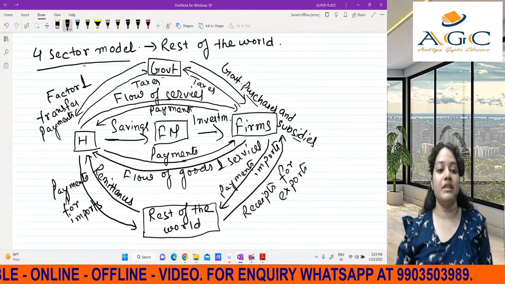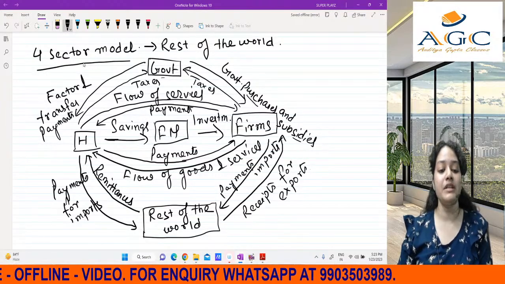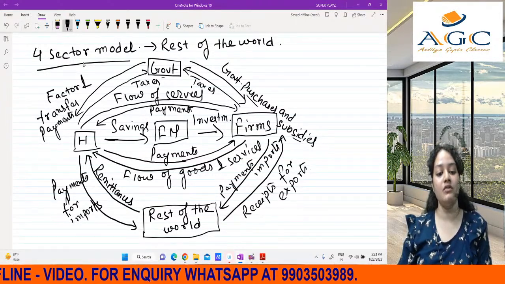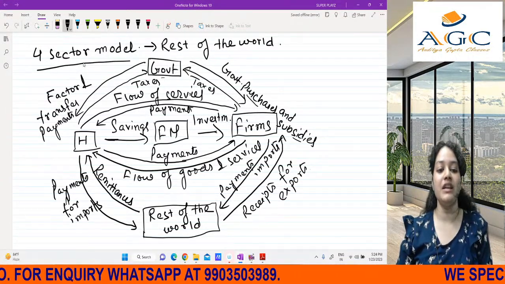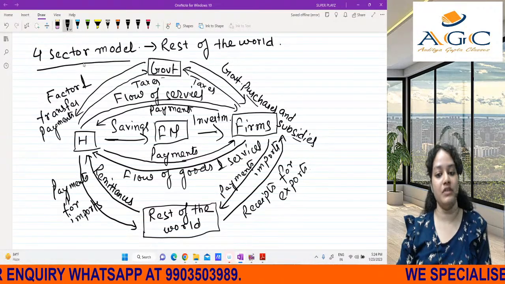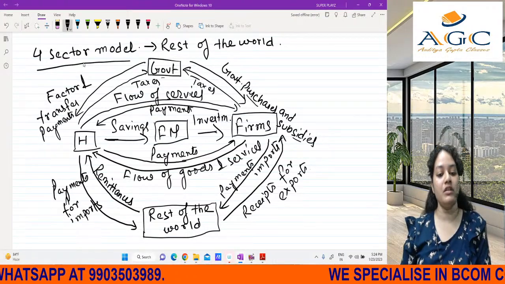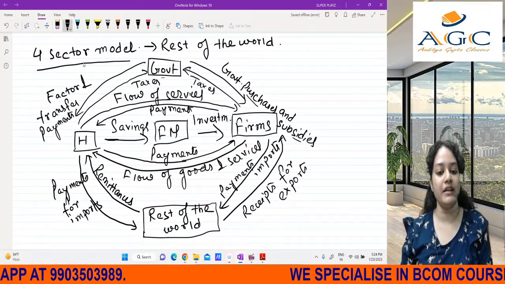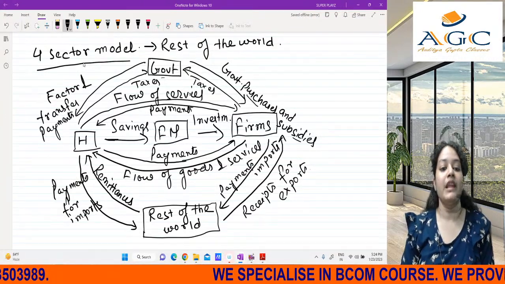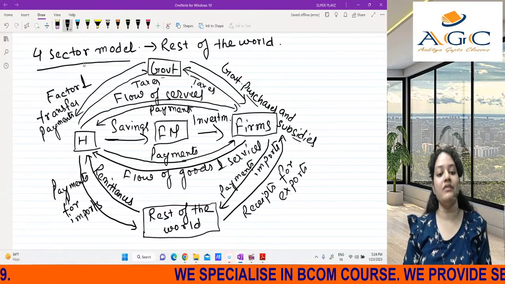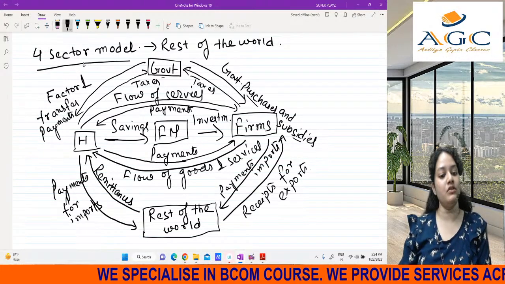Then comes your four sector model, that is rest of the world or the foreign sector. Here, what is going from the rest of the world to the household? Foreign remittances. As in, if you are working for a firm, like in the two sector, we did it both ways, as in flow of services was going, for that we were making the payments. But here we are just assuming that we are working for the rest of the world or the foreign sectors, and we are receiving foreign remittances. We are just drawing the flow of remittances here, as in we are working for the foreign sector and we are receiving payments on behalf of it. So that goes from your rest of the world to the household.